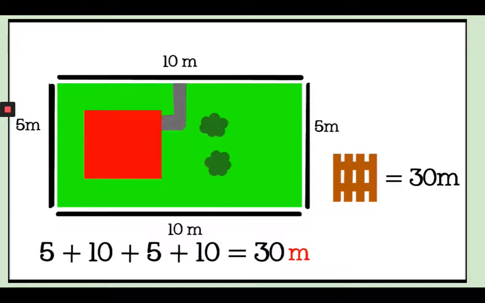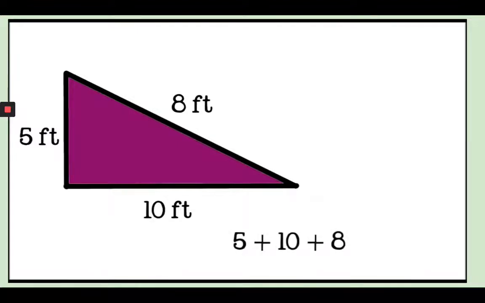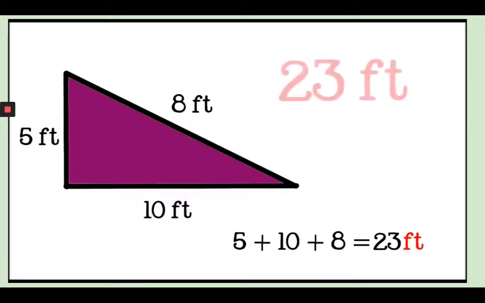Now we're going to find the perimeter of some more shapes. Let's start with a triangle. This triangle has 3 sides with 3 different lengths: 5 feet, 10 feet, and 8 feet. To find the perimeter of the triangle, all we need to do is add the lengths of the 3 sides. 5 plus 10 plus 8 equals 23. 23 isn't the answer though. We need to add the units, feet in this case, so we know how long the perimeter is. The perimeter of this triangle is 23 feet.